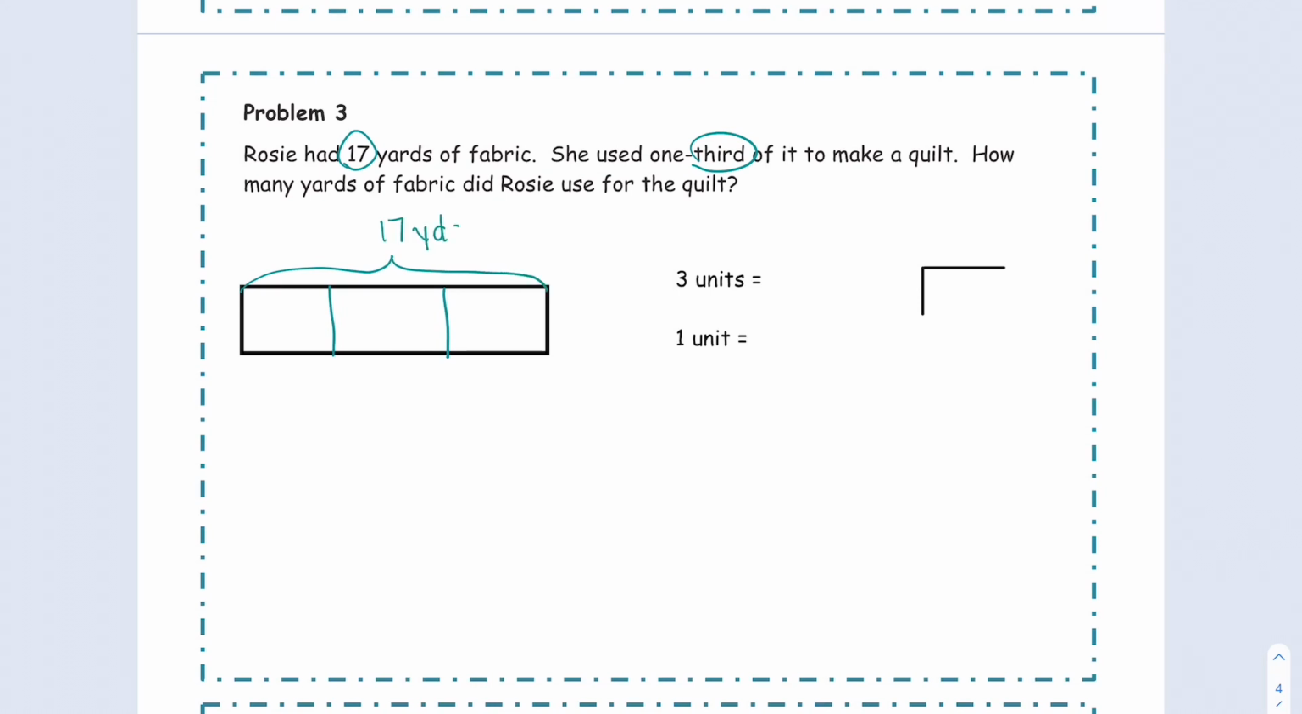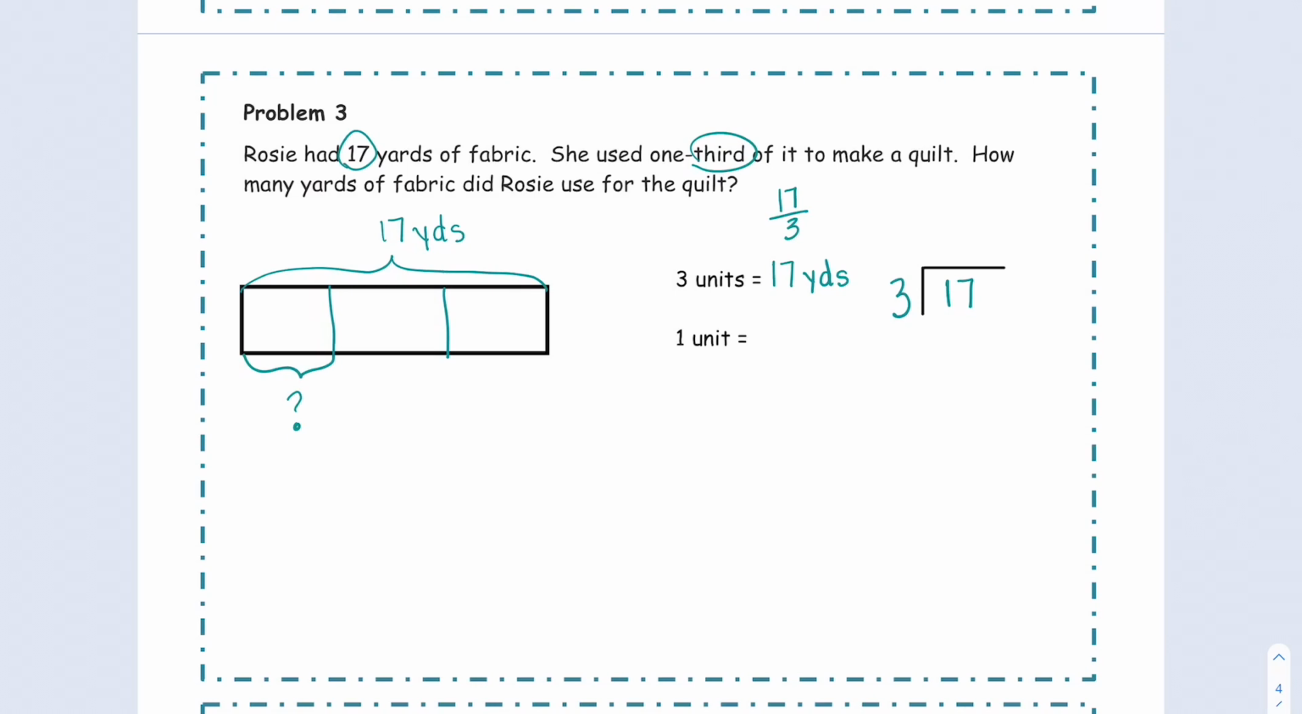So let's start with this, 17 yards. We have to divide it into 3. Now it's asking how much 1/3 would be. So that's our question mark this time. So 17 divided by 3. Oh, by the way, 3 units is 17 yards. Or we could write 17 divided by 3, so it could be 17/3.